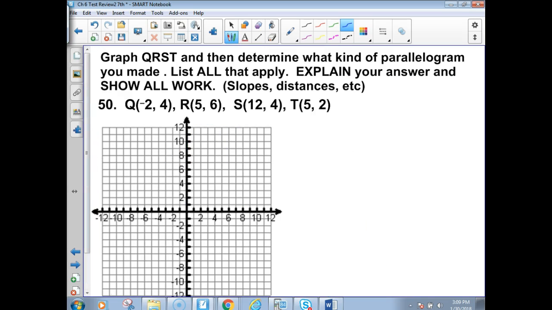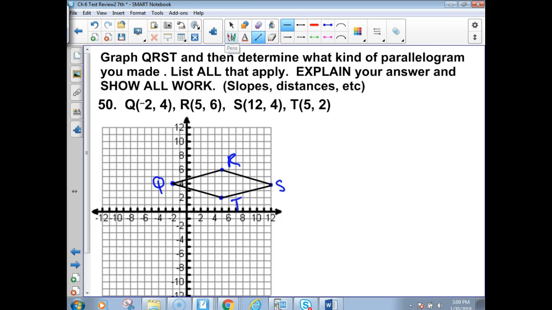Let's see what we got here. Negative 2, 4. Q. 5, 6. Get these points plotted. 12, 4. 5, 2. When I see the points that I just got, I'm thinking, no way this is a square, but of course we will verify.